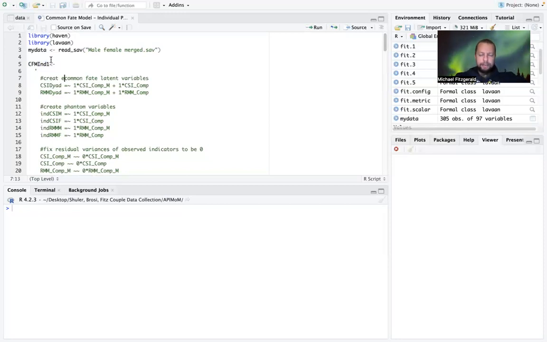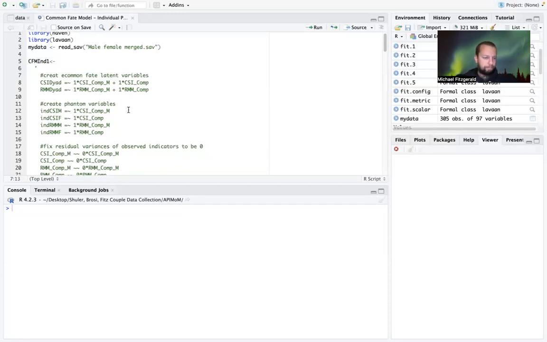We will be testing several models, and this will be the very first one. This is going to be standard syntax for constraining factor loadings, which is probably familiar to those of you who have seen the common fate model before or have watched my other videos. We throw a 1 star in front of all of the factor loadings in order to constrain them to be 1.